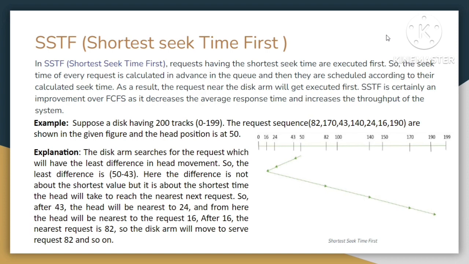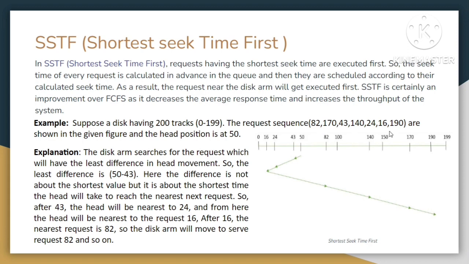SSTF is certainly an improvement over FCFS, as it decreases the average response time and increases the throughput of the system. As the name suggests, shortest seek time first means that the track which is near the current position or the current track will be serviced first. For example, near 50 we have 43, so we will fulfill the 43 number request first before going to some other request. Okay, so in this algorithm, for example, we have 7 requests.